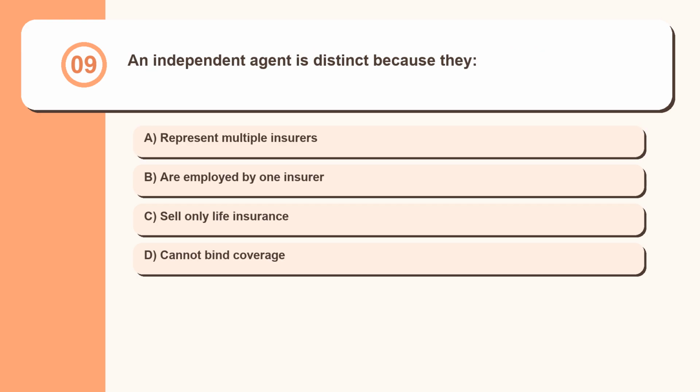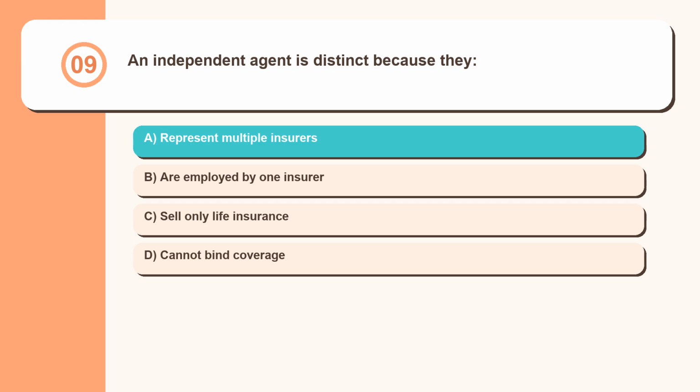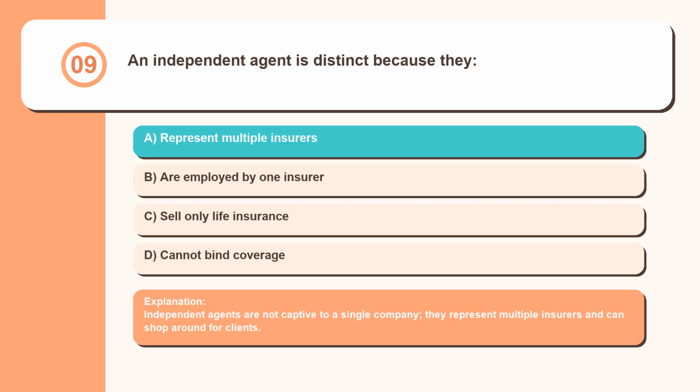Question 9. An independent agent is distinct because they represent multiple insurers, are employed by one insurer, sell only life insurance, cannot bind coverage. Independent agents are not captive to a single company, they represent multiple insurers and can shop around for clients.